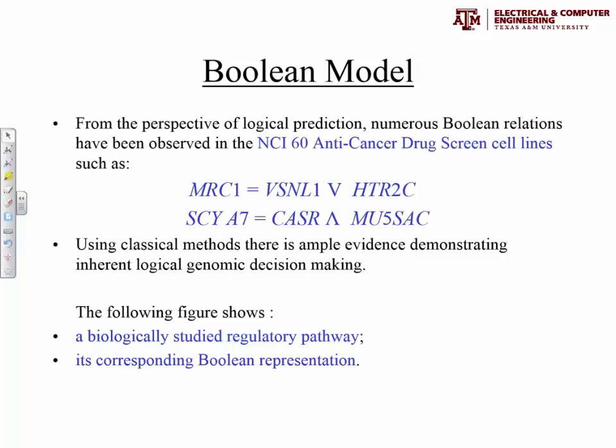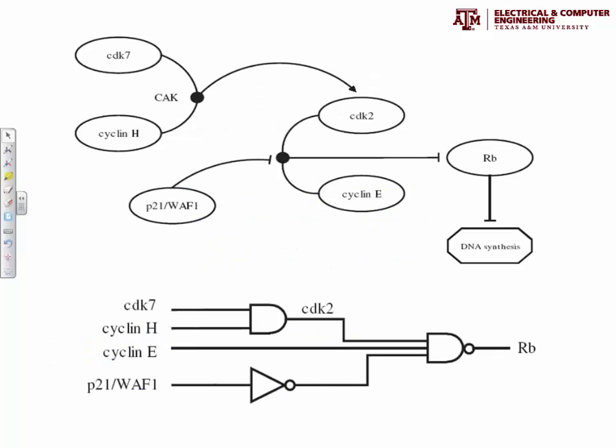And here, let me give you an example. The following figure shows a biologically studied regulatory pathway and its corresponding Boolean representation. See, this CDK7 is cyclin-dependent kinase. So now all of that makes sense to you. You know what is cyclin, and what is cyclin-dependent kinase; these are involved in the control of cell division. So cyclin-dependent kinase 7 will interact with cyclin H, and that will positively affect cyclin-dependent kinase 2. Okay, this is biological knowledge.